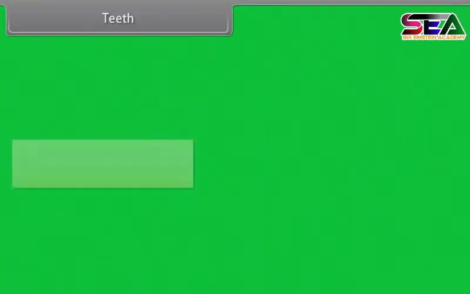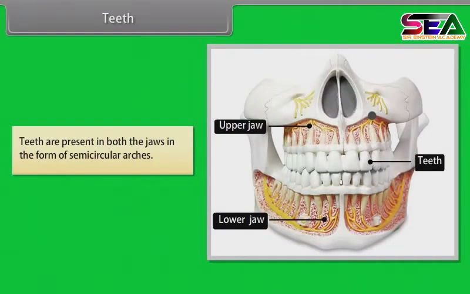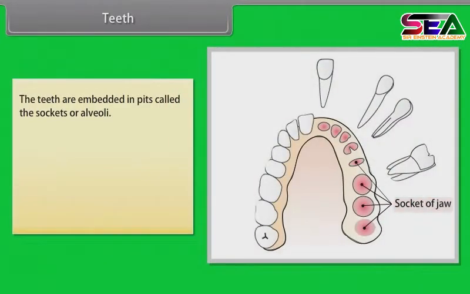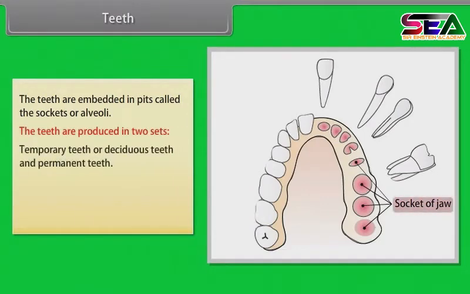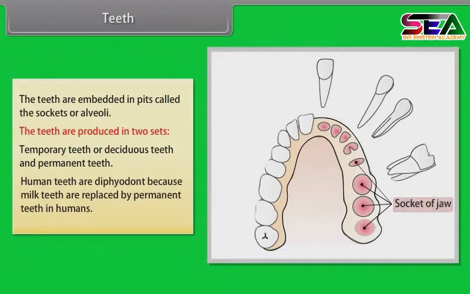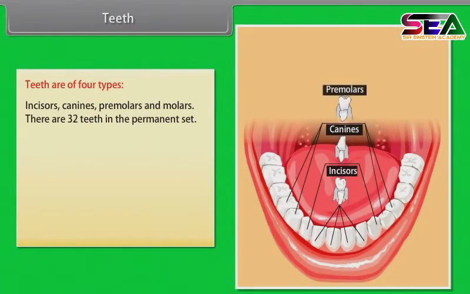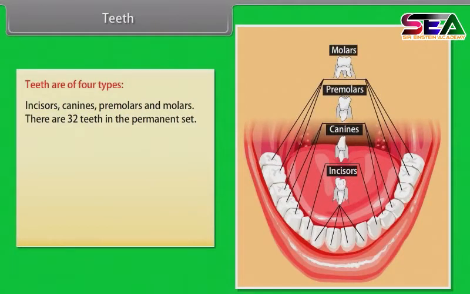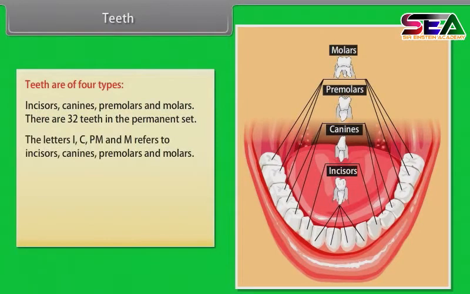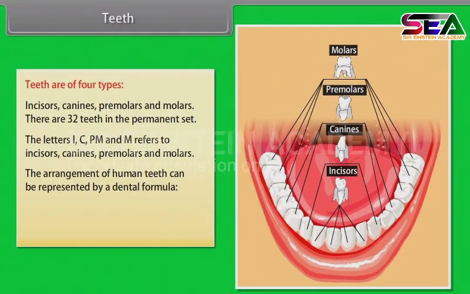Teeth. Teeth are present in both the jaws in the form of semicircular arches. The teeth are embedded in pits called sockets or alveoli. The teeth are produced in two sets, temporary or deciduous teeth and permanent teeth. Human teeth are diphyodont because milk teeth are replaced by permanent teeth. Teeth are of four types: incisors, canines, premolars and molars. There are 32 teeth in the permanent set. The letters I, C, PM and M refer to incisors, canines, premolars and molars. The arrangement of human teeth can be represented by a dental formula.